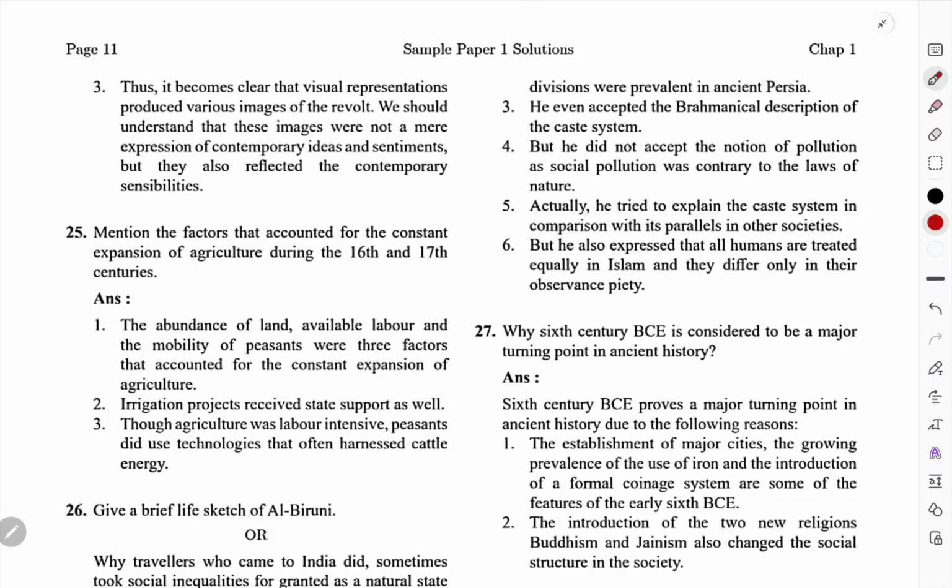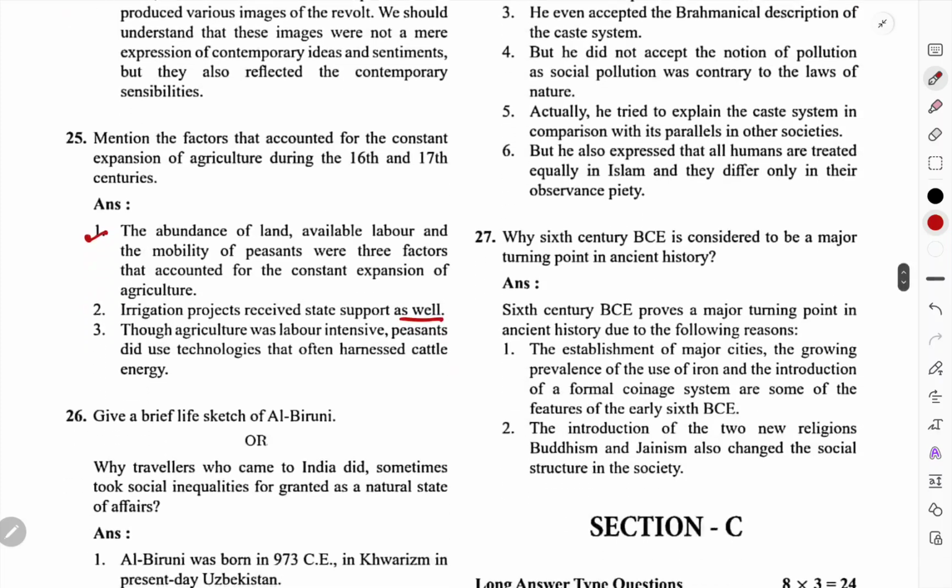Mention the factors that accounted for the constant expansion of agricultural land during the 16th and 17th centuries. The first reason is the abundance of land, there was a lot of land. Land and labor and the mobility of peasants were factors that accounted for the constant expansion of agriculture. Irrigation received state support as well. Okay, the state governments gave support, the state's support was available. Though agriculture was labor intensive, peasants did use technologies that often harnessed cattle energy.